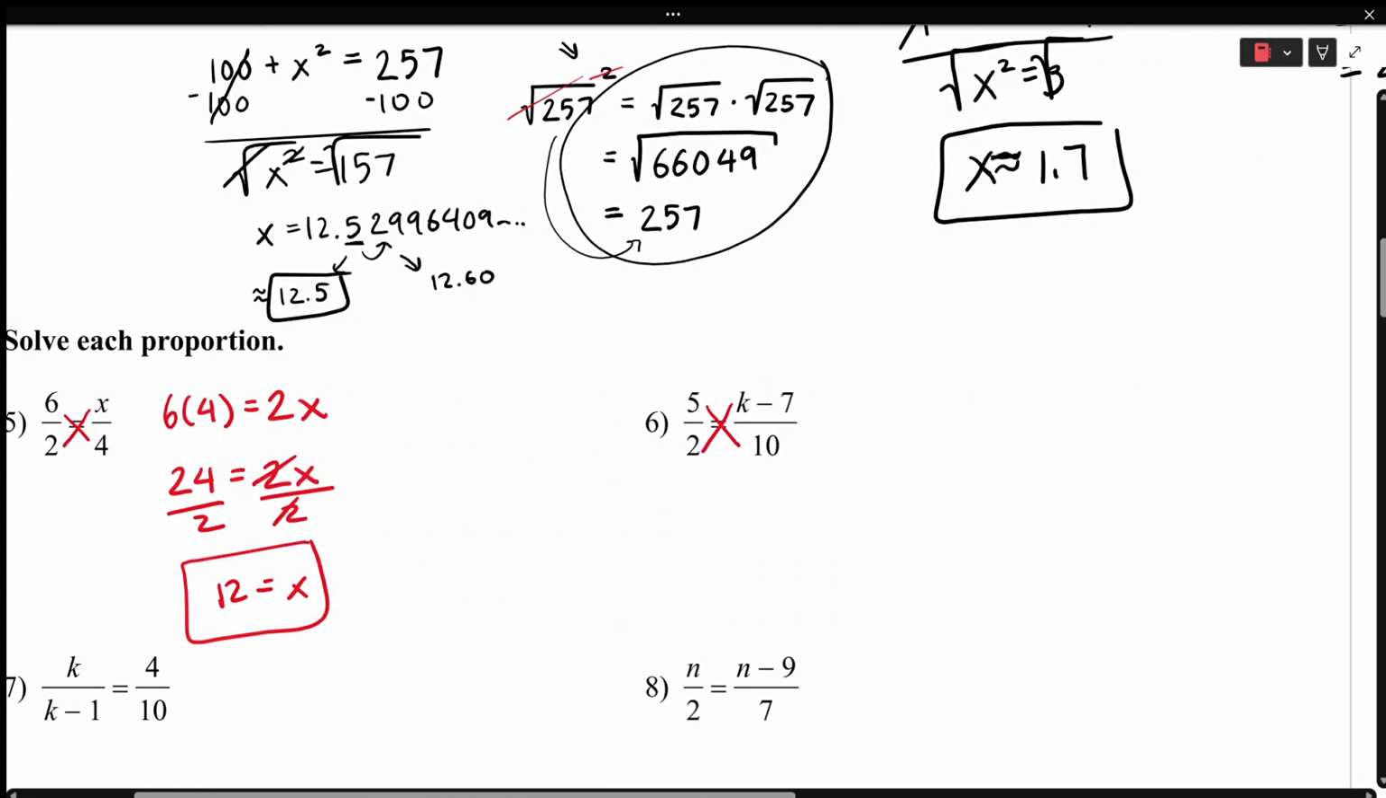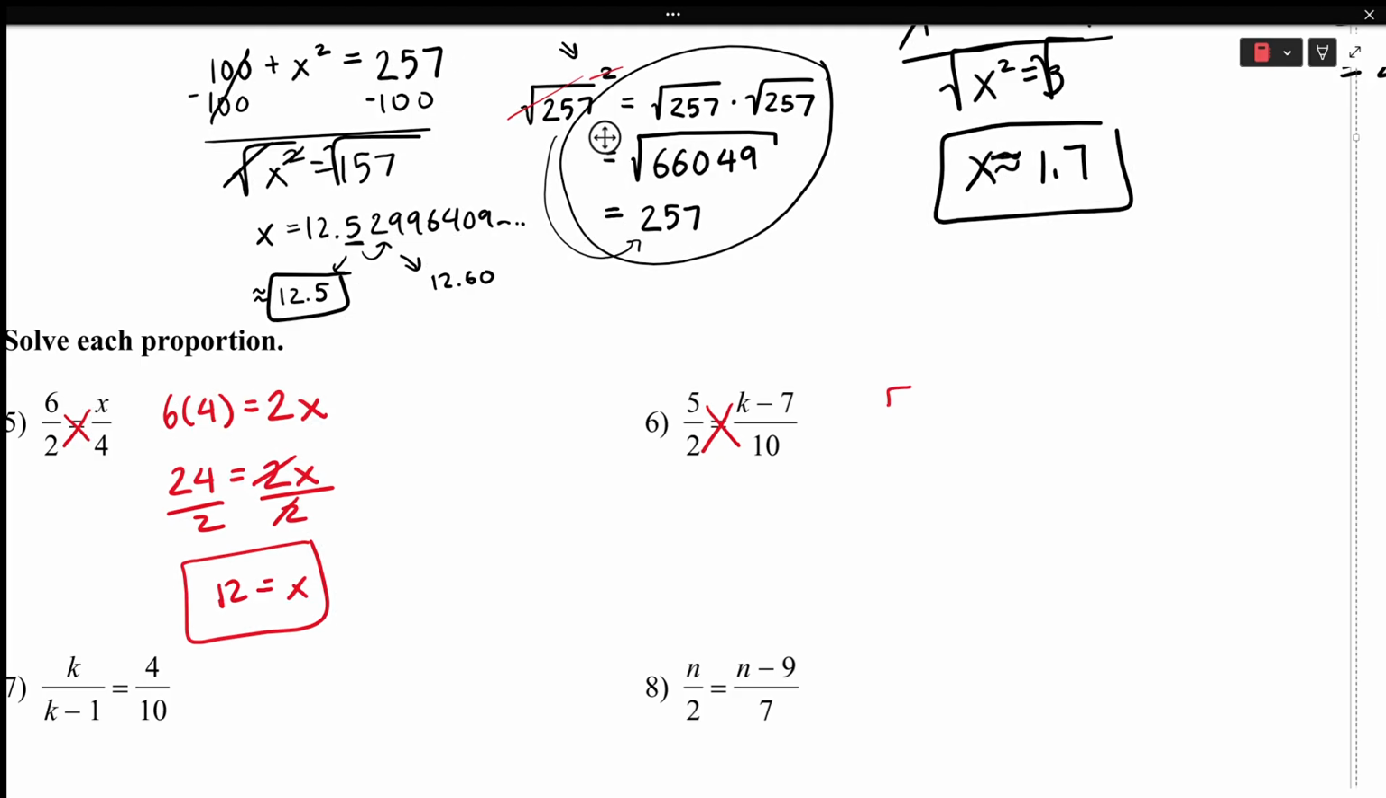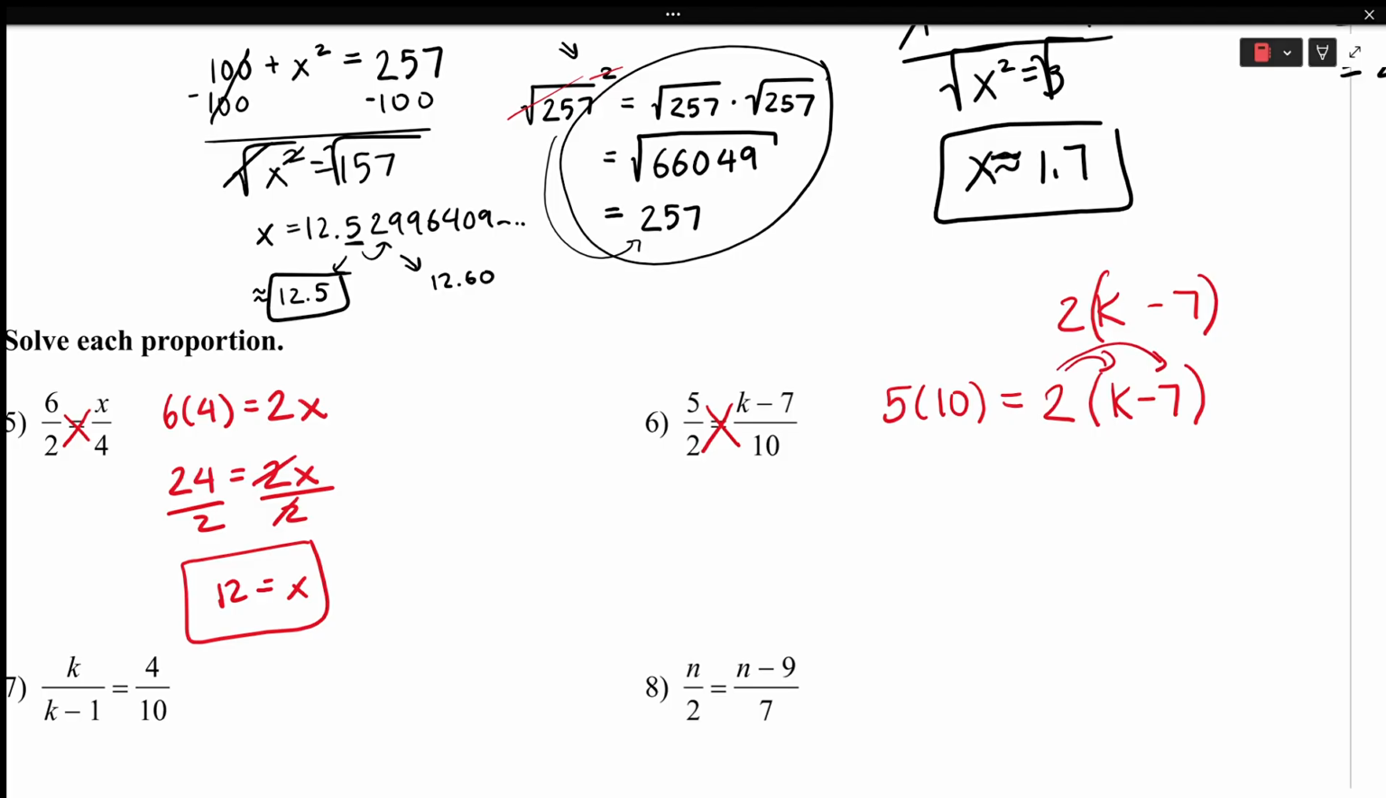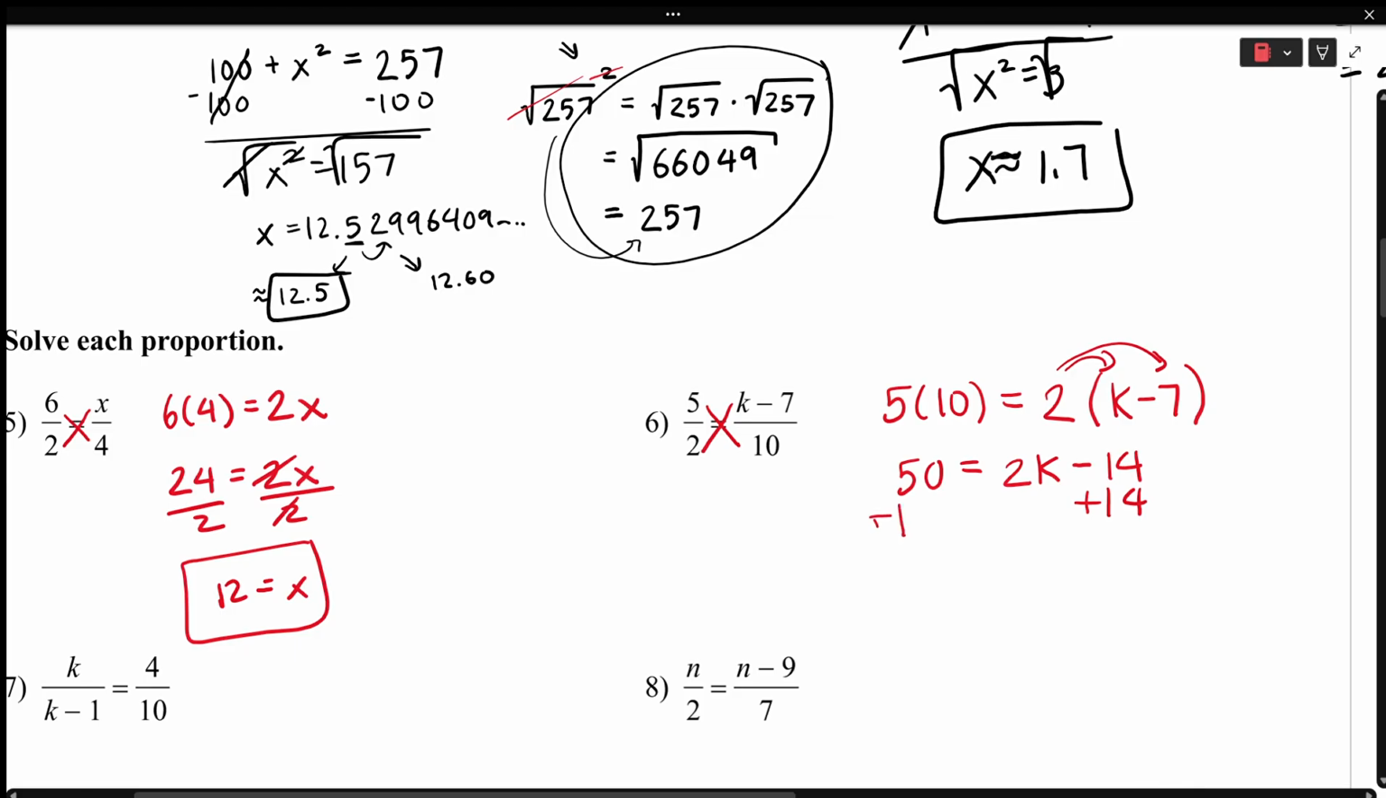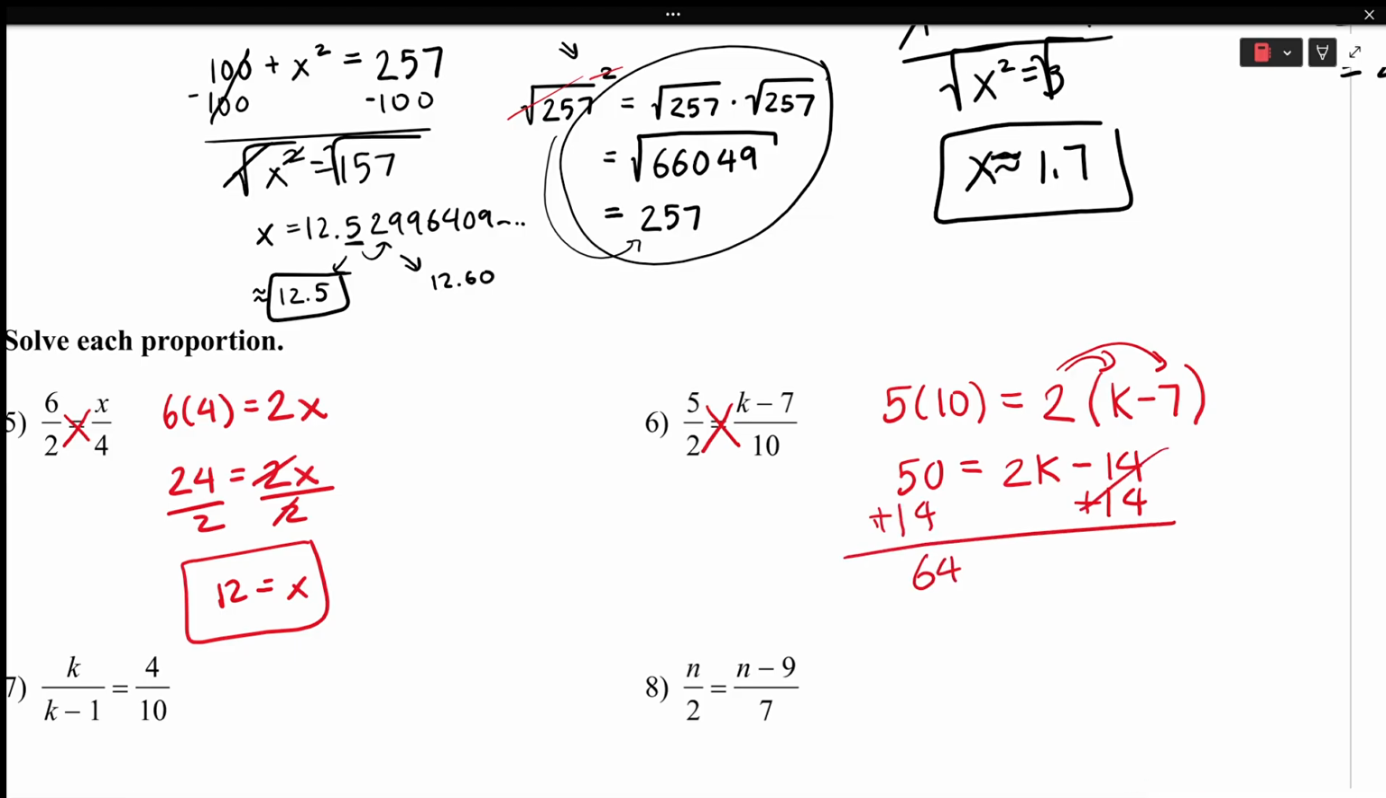And then same thing here. Right, cross multiply. I'm only going to show you one more. Cross multiply, get 5 times 10 equals 2 times, and remember, you're multiplying all of it, k minus 7. You're not just multiplying 2 with k and then leaving 7 by itself. You're multiplying everything, so you have to put the parentheses and then distribute. All right, so 5 times 10 is 50, 2 times k, 2k. 2 times 7, 14. And now it's just algebra. Add 14 on both sides, divide by 2, you should get 32. K is 32.